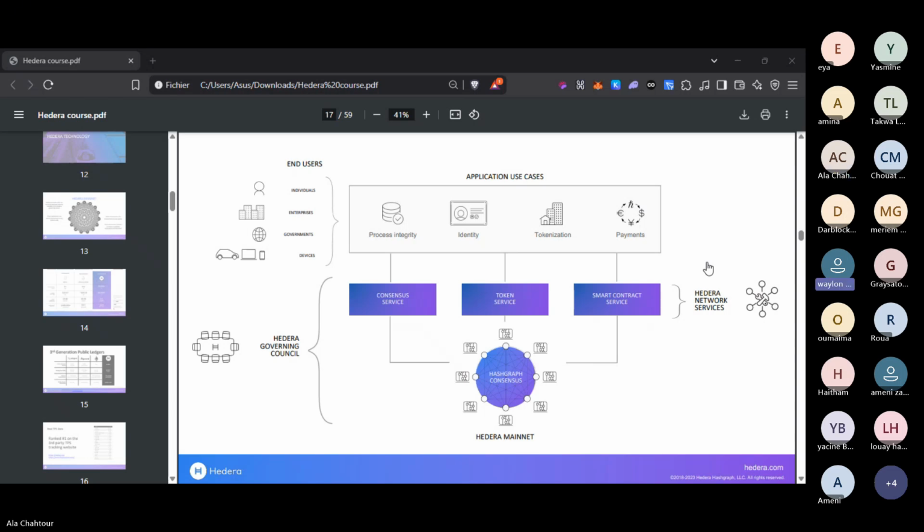If it is possible, can you go back to slide 15, I think? The one talking about energy consumption.